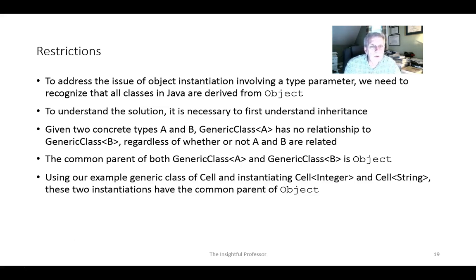Basically, it's tied into the concept of inheritance. In Java, every class is effectively derived from a base class, or an ancestor class, referred to as Object. So to address the issue of object instantiation involving a type parameter, you have to recognize this point first. This is all built upon the concept of inheritance, and everything effectively inherits from Object. So given two classes, A and B, if we then use this generic class, something like we were creating, Cell, suppose we created Cell and popped A and B in there.